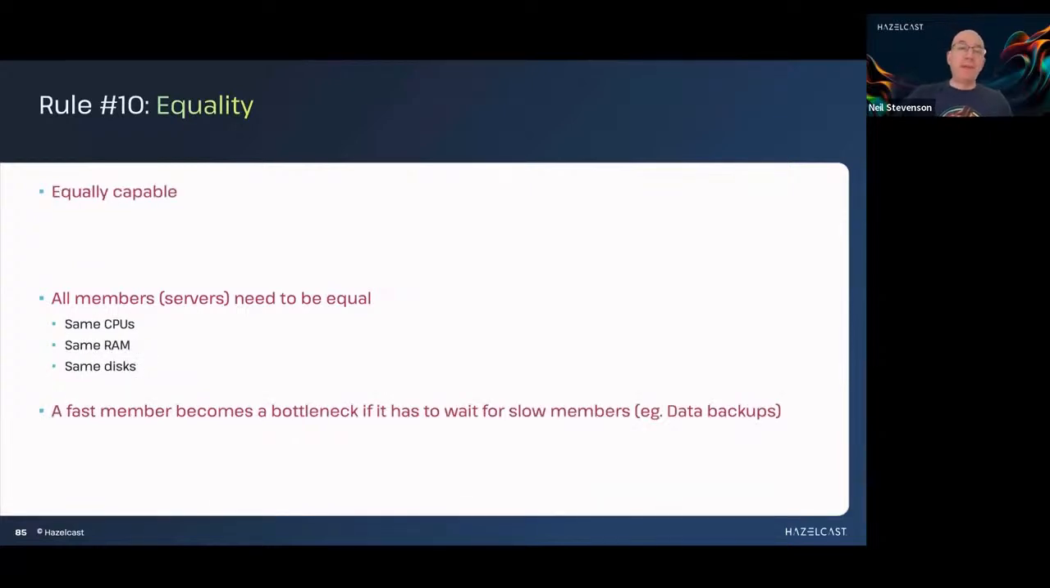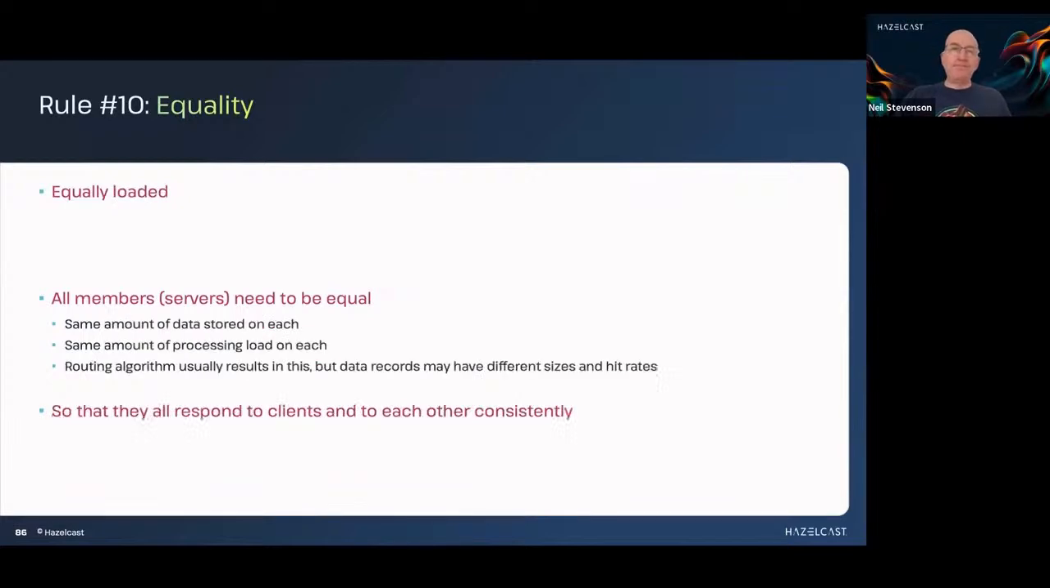Same RAM, CPUs, disks. And it's important because when we do something like data backups, you put the data record to the primary copy and then to the backup. Well, if the primary copy is fast and the backup copy is slow, your change runs at the pace of the slowest one. So you haven't had any advantage to having a fast member if it's got to wait for a slow member. So have them all the same speed. Really, everybody should be contributing.